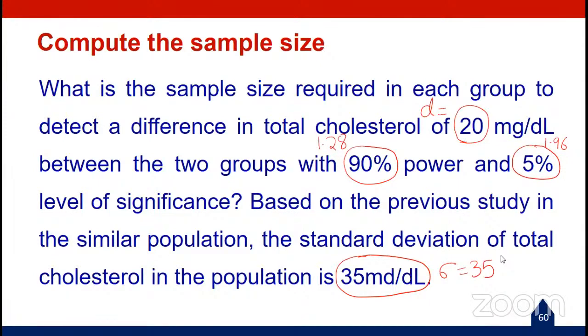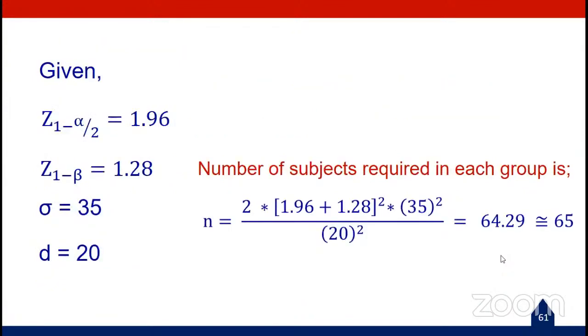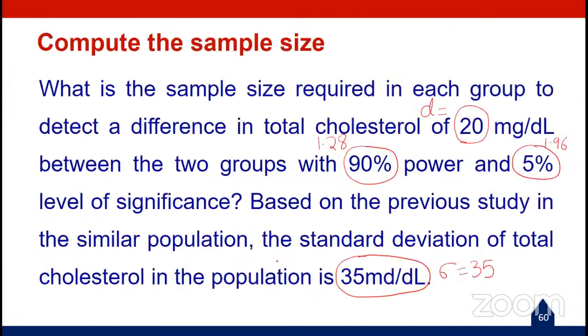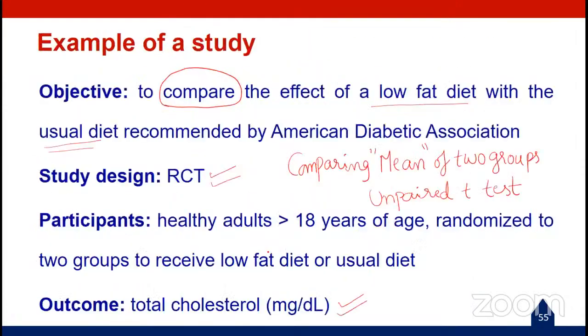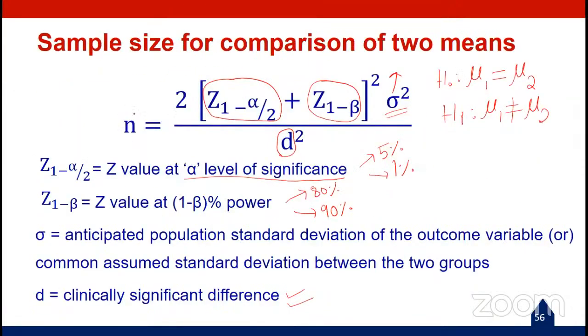Okay. So we have all these inputs. So we will plug in. And you need to note that N is sample size in each group. In the estimation problem, N is total sample size, whereas here N is sample size in each group.